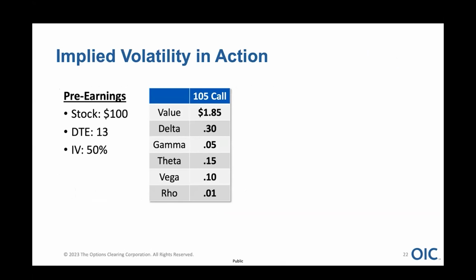So let's look at an example of implied volatility in action. Let's just say we have our fictitious stock, this XYZ stock, it's trading for 100.